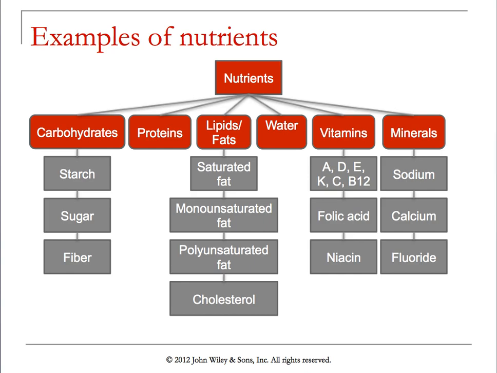So for carbohydrates, we have starch, sugar, and fiber. Under lipids and fats, we have saturated fat, monounsaturated fat, polyunsaturated fat, and cholesterol. Under vitamins, we have A, D, E, K, C, B12, folic acid, and niacin. And under minerals, we have sodium, calcium, and fluoride.